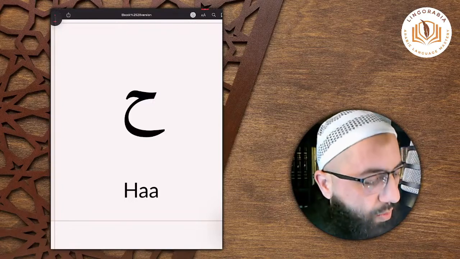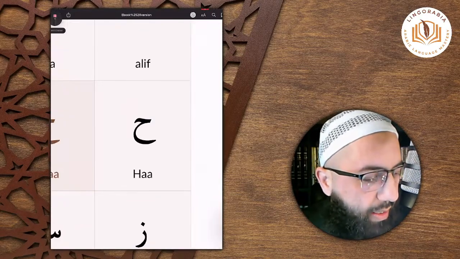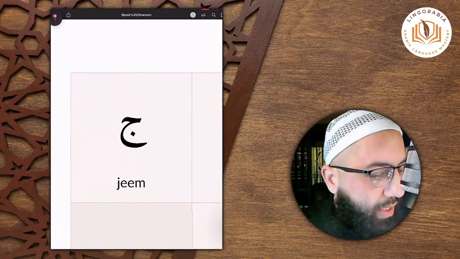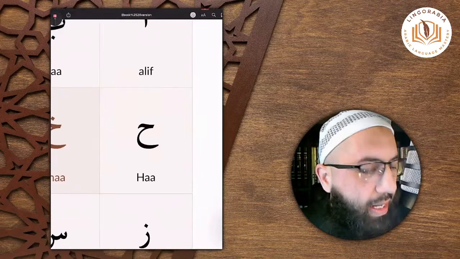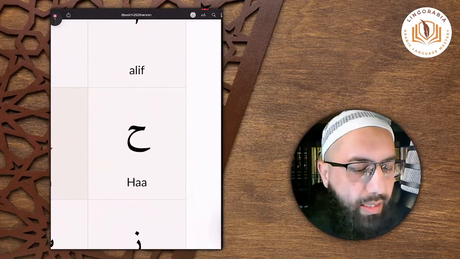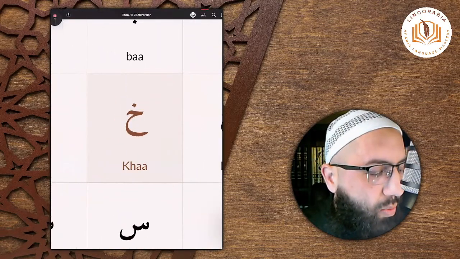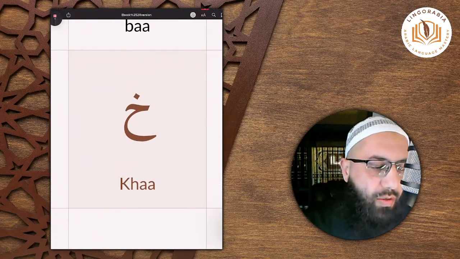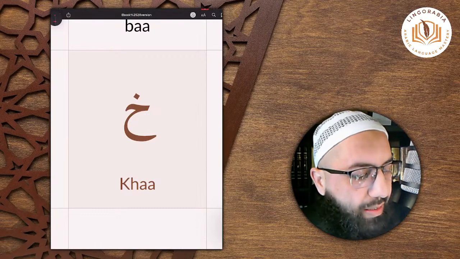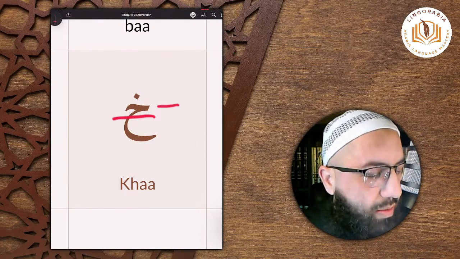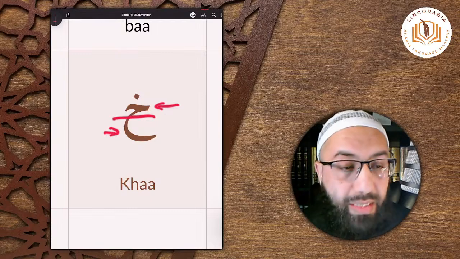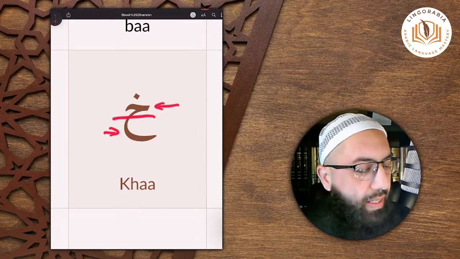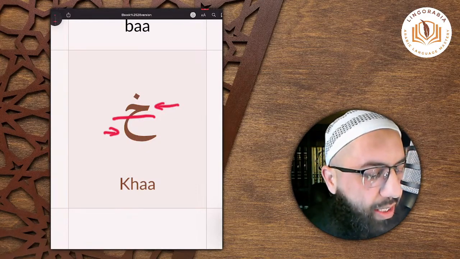Okay, so now we have the letter jim we discussed. We discussed the jim, we discussed the ha, and we go to the next letter, the letter kha. Now the letter kha, again, you see it has two parts, the upper part and the bottom part, exactly the same as the jim and the ha, but similar to the jim, it has a dot.